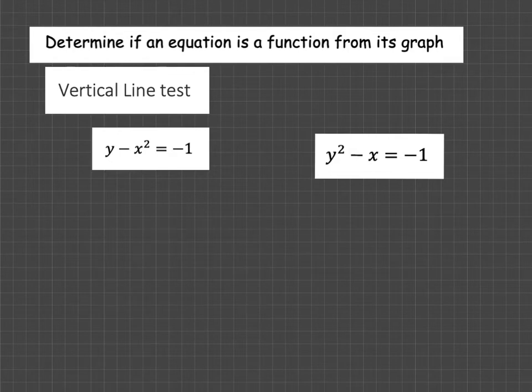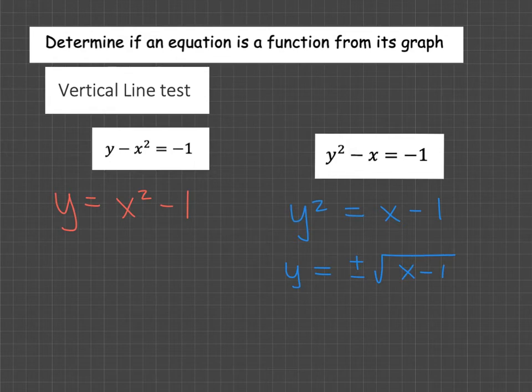So hopefully you're remembering we want to solve for y. This first one, if we add x squared to both sides, we get y equals x squared minus 1. And this other one, we are going to add x to both sides. We get y squared equals x minus 1, and then to get y by itself, we take the square root. So we get y equals plus or minus square root x minus 1.